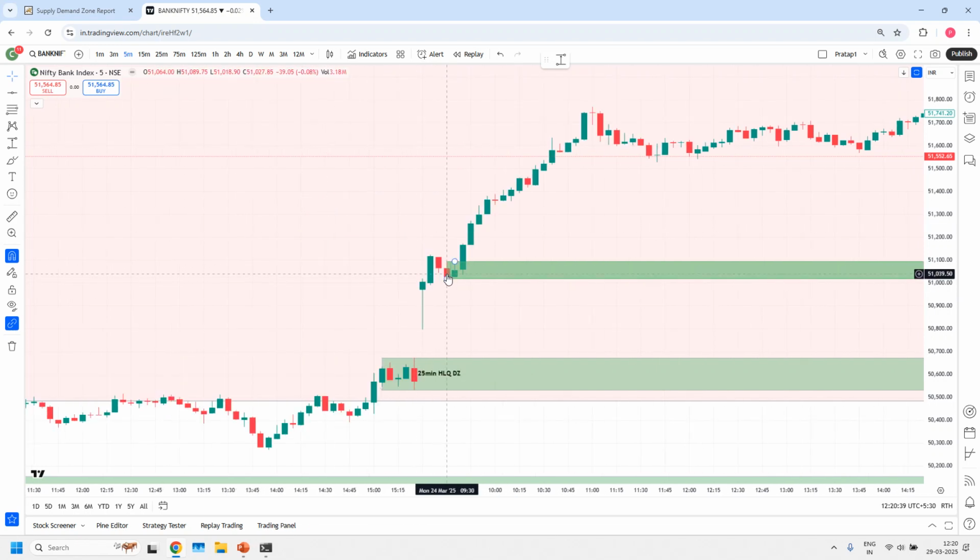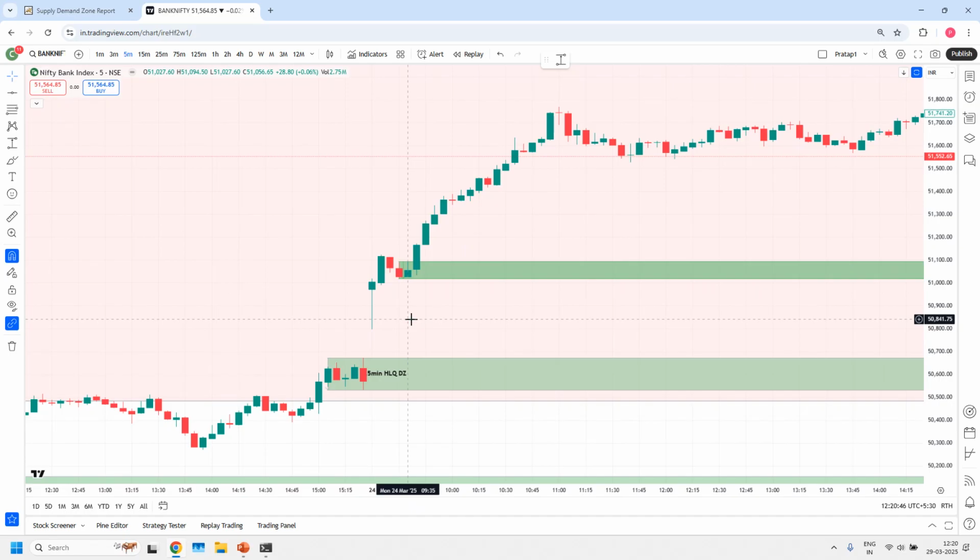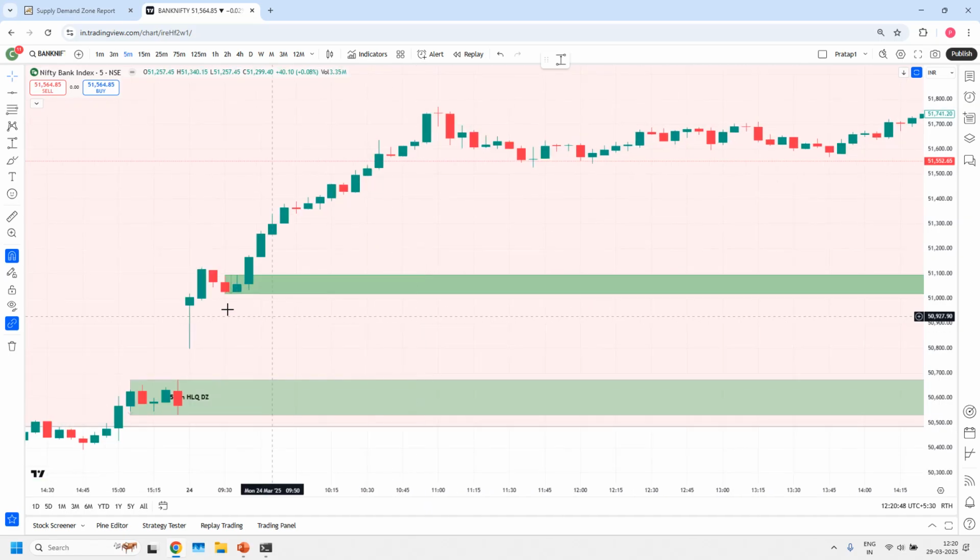Lesson 1 concept. What is lesson 1? Prices move in a narrow range when demand and supply are equal. First, in lesson 1.1, you learn this very important point. See, as per that point, I have drawn this zone.